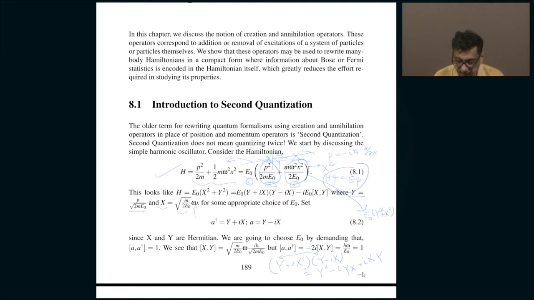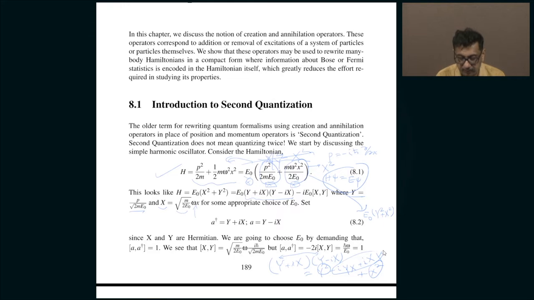Then finally, the last term is plus iX into minus iX. So plus i into minus i is plus 1, so it is basically plus 1 into X squared. So you see, this is what I will get. What I want is Y squared plus X squared. And what is Y squared plus X squared? It is this one, then I have to make sure I subtract out whatever extra is here.